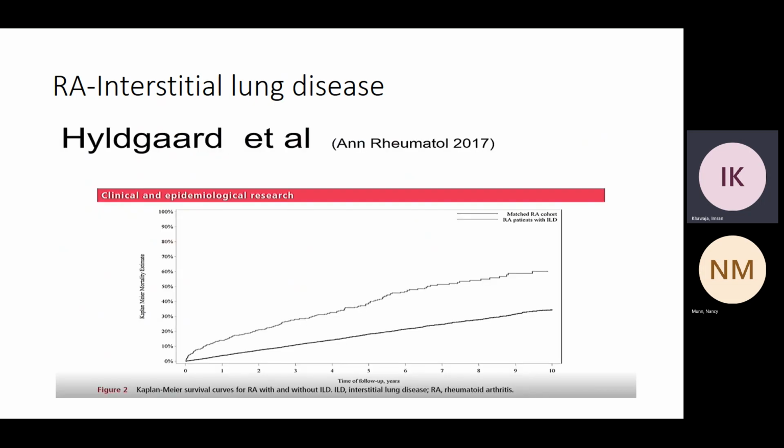So this is a study. It is a population study, actually, which was done in Europe, in Denmark. What they found was patients who have rheumatoid arthritis associated interstitial lung disease live shorter as compared to patients who don't have it. So in 10 years' time, most of the rheumatoid arthritis patients with ILD, like 60 to 70%, had already died. But in the same time, it's around 30% of the rheumatoid arthritis patients without ILD who died.